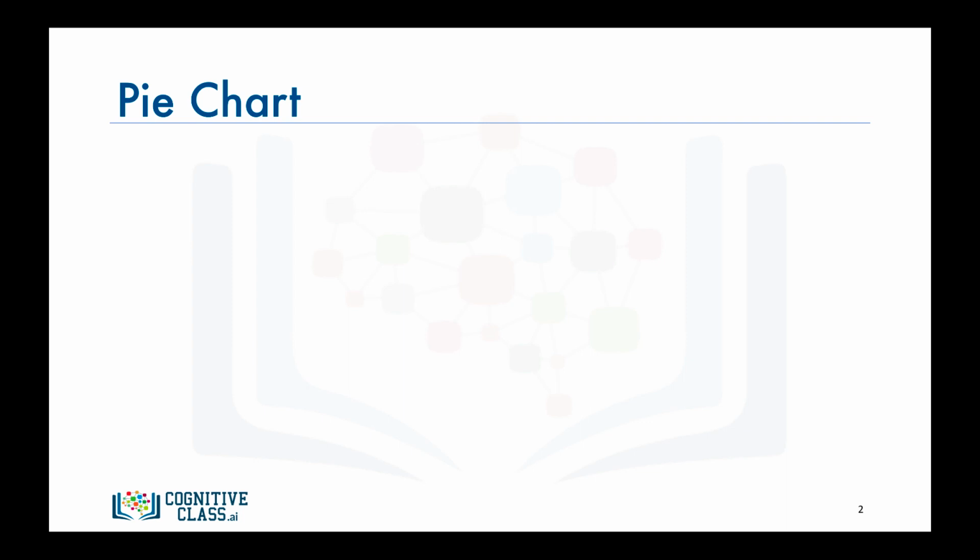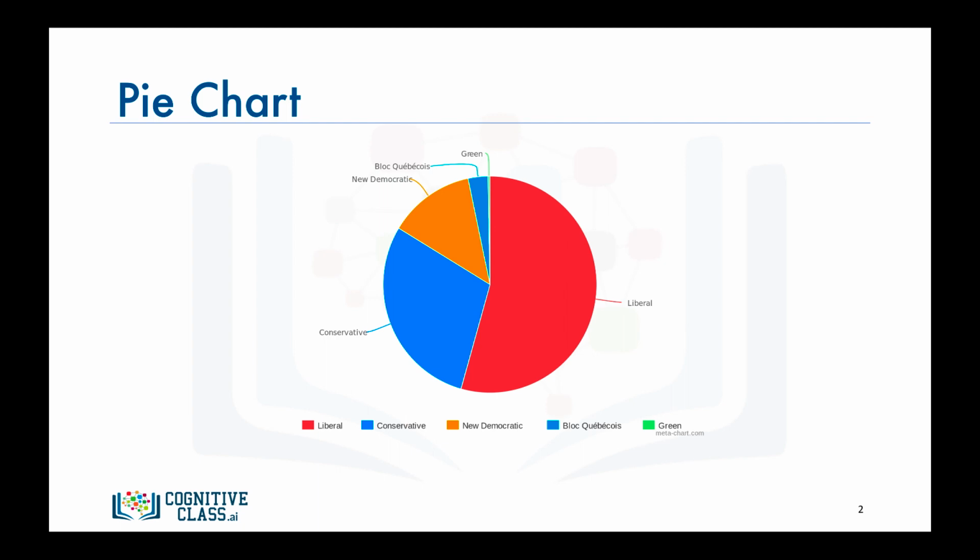A pie chart is a circular statistical graphic divided into slices to illustrate numerical proportion. For example, here is a pie chart of the Canadian federal election back in 2015, where the Liberals in red won more than 50% of the seats in the House of Commons. That is why the red color occupies more than half of the circle.